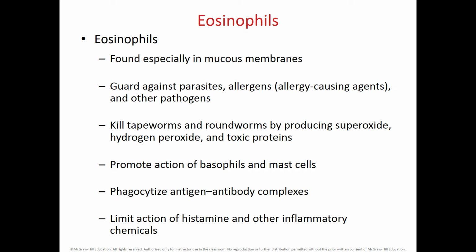So eosinophils will be important to kill parasites like tapeworms and roundworms, and they will use chemicals to kill these parasites like superoxide molecules, hydrogen peroxide, and toxic proteins that will damage the nervous system of these tapeworms and roundworms. Similar will be for the basophils. Okay, so the eosinophils act similarly to the basophils, but the eosinophils can activate the basophils and the mast cells. And the eosinophils can phagocytose antigen-antibody complexes.